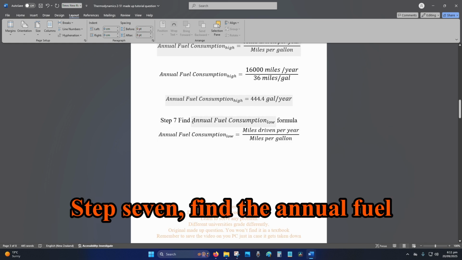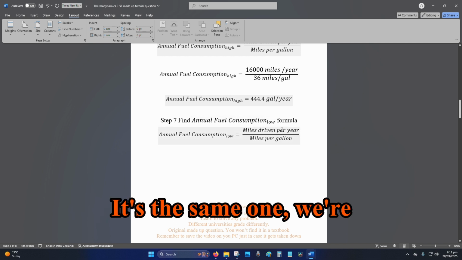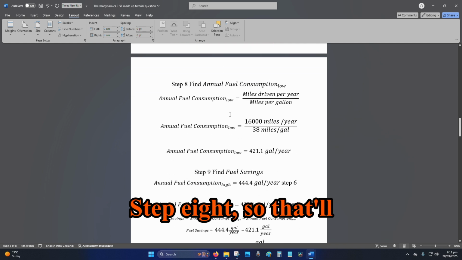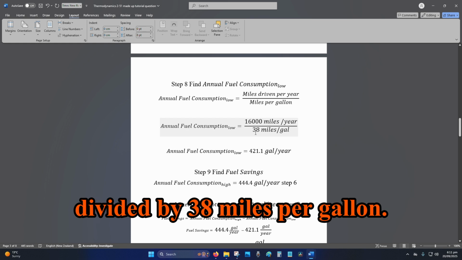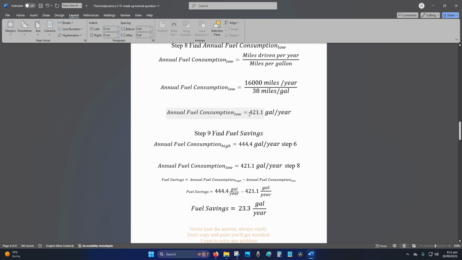Step 7, find the annual fuel consumption low formula. It's the same one, we're just changing the numbers. Step 8, that'll be 16,000 miles per year divided by 38 miles per gallon. That becomes 421.1 gallons per year.